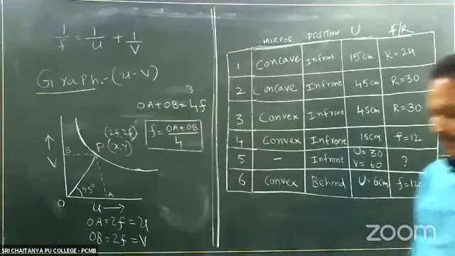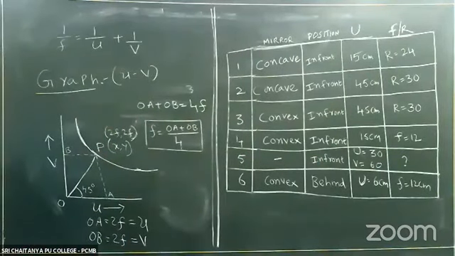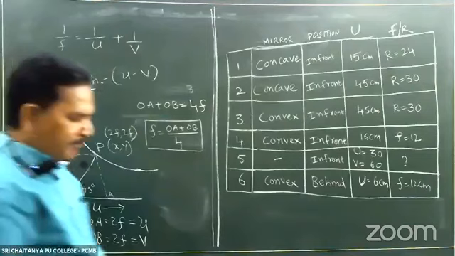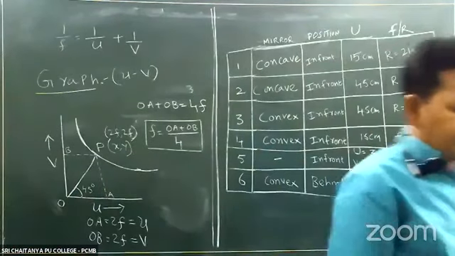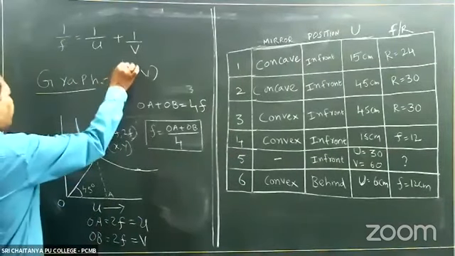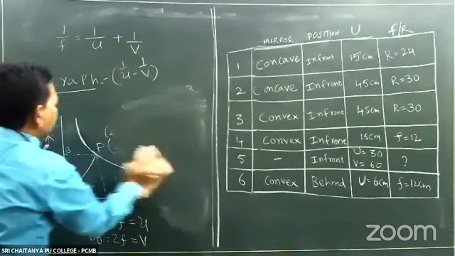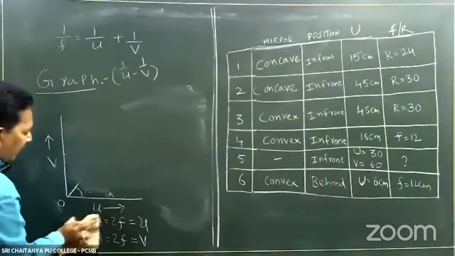Take down this concept, UV graph. We will go to the next graph, 1 by U, 1 by V graph, to calculate the focal length of the given mirror. The mirror may be convex or concave; it is applicable for both mirrors. Now, let us go to the 1 by U, 1 by V graph. What will be the nature of the graph? How will the graph come? From the graph, how can you calculate the focal length?